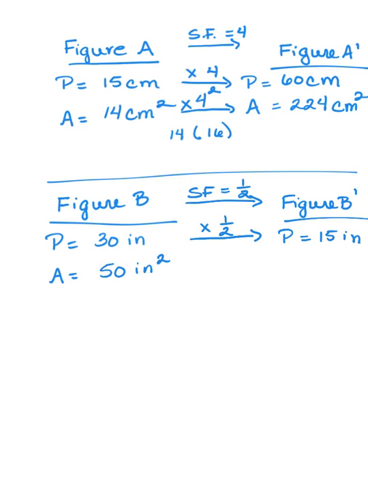If I want to see how my area is affected, then what I need to do is multiply by my scale factor raised to the second power, because area is affected to the second power by that scale factor. If we square 1/2, that's 1/2 times 1/2 or 1/4, that means we're multiplying the old area by 1/4. And 50 times 1/4 gives me a new area of 12.5 square inches.